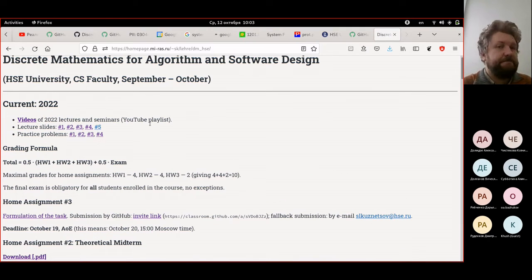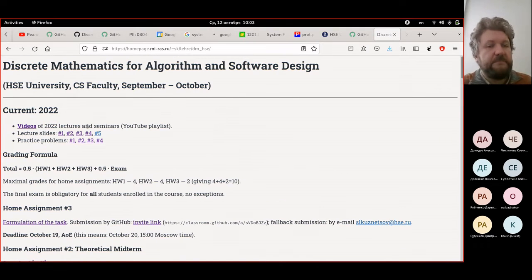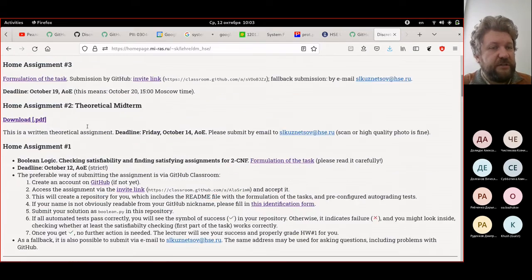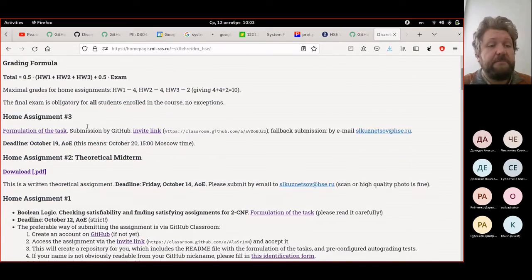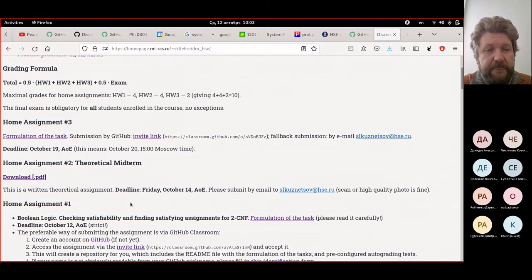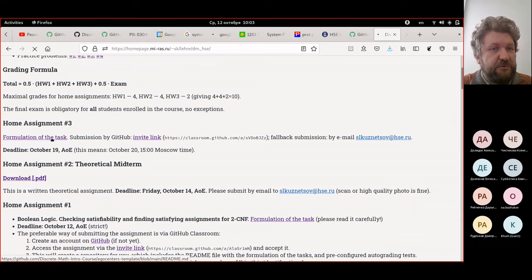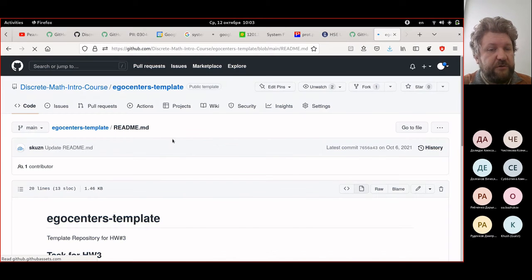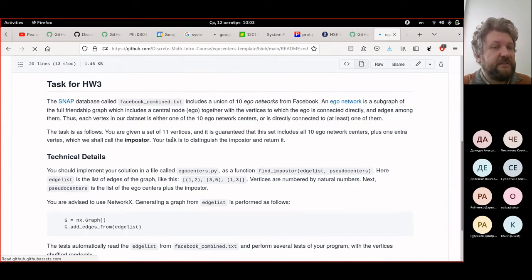So here you see the web page of the course. What happened here since yesterday? We added home assignment number 3. Again, here you have the invite link to GitHub, the same way as in home assignment number 1. Again, you have the formulation as a README, which will also be copied to your repository. And the task is as follows.